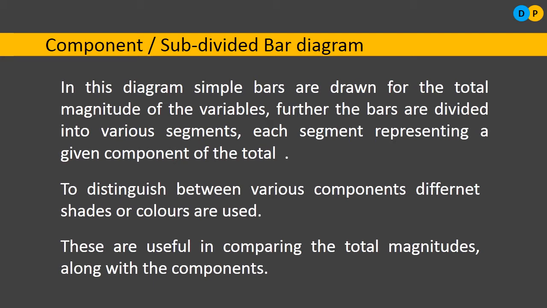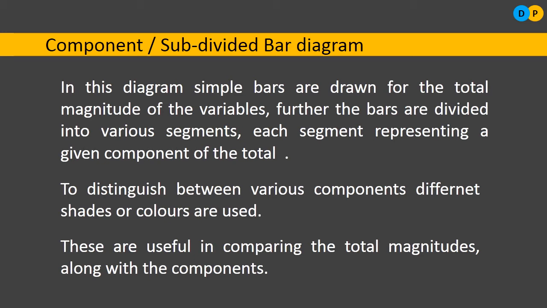The subdivided bar diagram is useful in comparing the total magnitudes along with the components. For example, you want to compare the expenditure done by person A with that of person B, or family A with family B. Then you can easily compare. Let us say family A has an expenditure of 10,000 rupees and family B has an expenditure of 13,000 rupees. We can compare the total magnitude, and along with that, we can also compare the components.